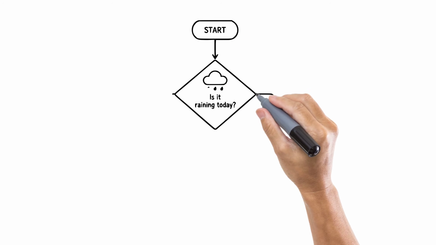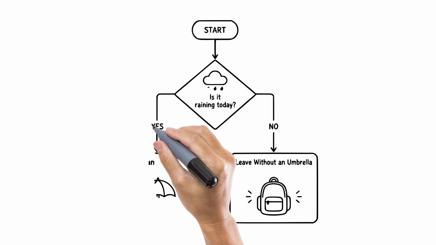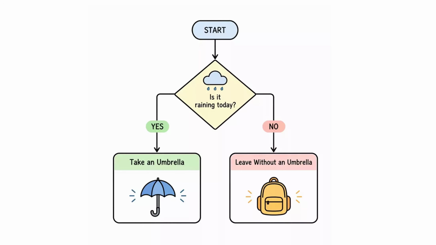Branching happens when one question creates different possible paths. Imagine asking, is it raining? If yes, grab an umbrella. If no, just head out. That one question changes the next step. This is how programs make decisions too.